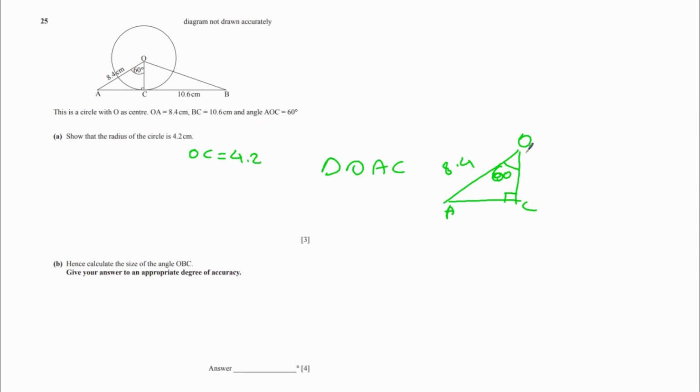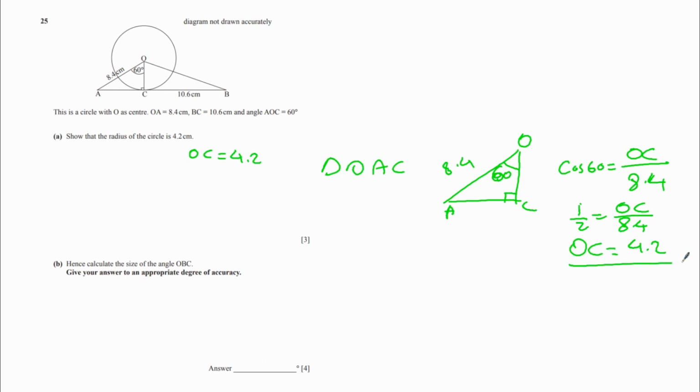Because this OC is adjacent to 60 degrees, we can say that cos of 60 equals adjacent over hypotenuse equals OC over 8.4. Cos of 60 is half. So half equals OC over 8.4. So OC would be equal to half times 8.4, which is 4.2. So this would be the answer for part A of the question. So show that the radius of the circle is 4.2.